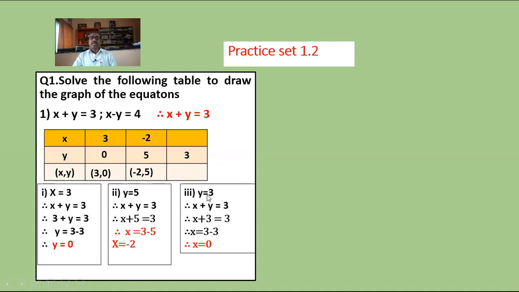y is equal to 3, find the value of x. Substitute y is equal to 3 in the equation x plus y is equal to 3: x plus 3 is equal to 3. 3 goes to the RHS, then we get minus, x is equal to 3 minus 3, therefore x is equal to 0. Then we get the coordinate (0, 3).